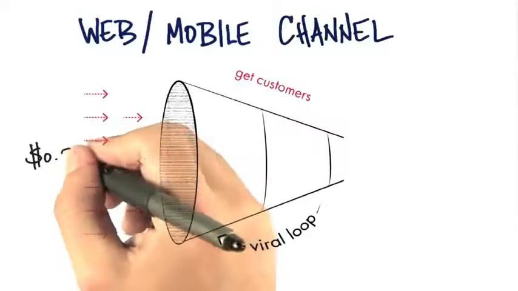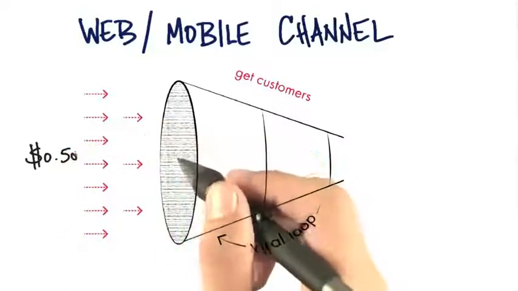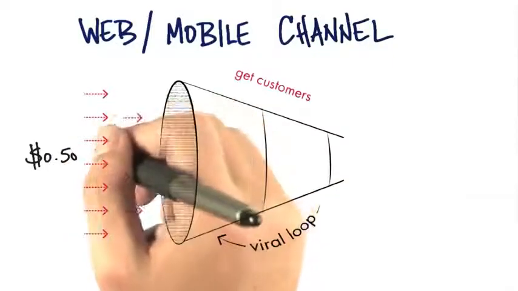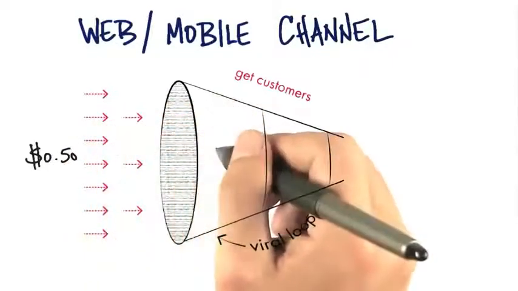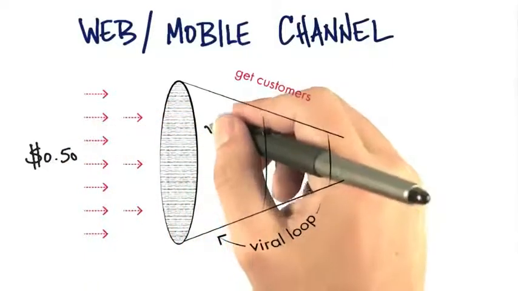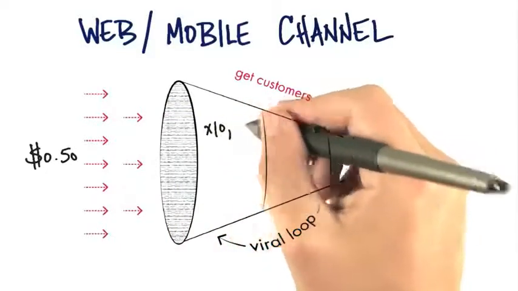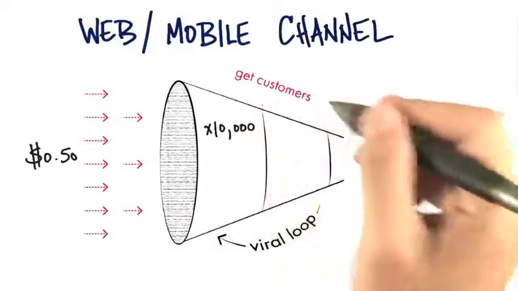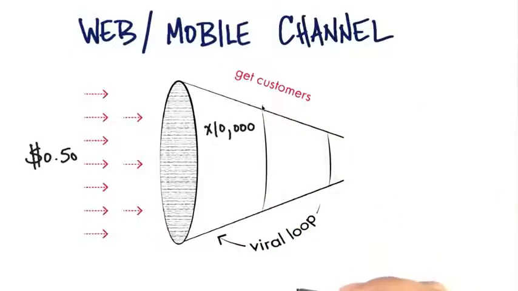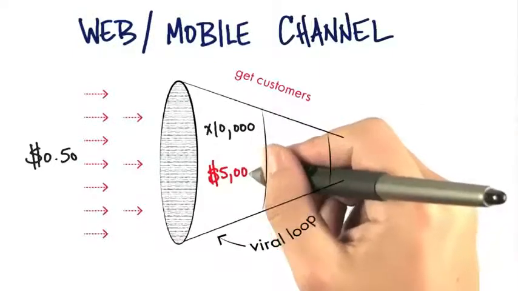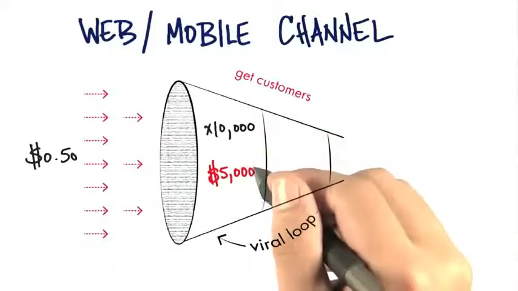So let's assume I'm using Google AdWords and I'm paying 50 cents for pay per click. Now let's assume my campaign at 50 cents each gets me 10,000 people to come look at my website. Well, 50 cents times 10,000, that cost me $5,000.